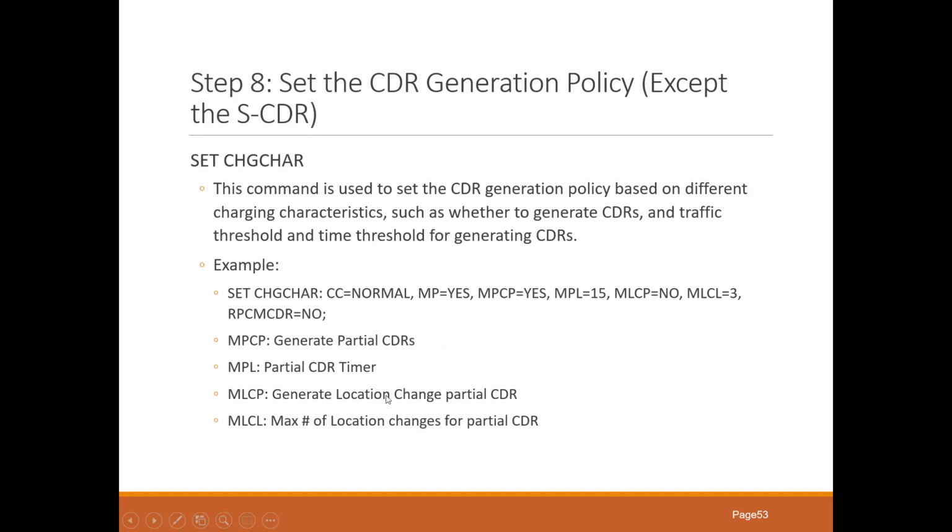Then MLCP is generate location change partial CDR. This specifies whether, if the location of a user changes, for example a routing area update, it will trigger generation of a partial CDR or not. In this case, it is specified as no. If it is specified as yes, then you can specify after how many location changes a partial CDR should be generated. The maximum number of location changes for a partial CDR is specified as 3. So if this is set to yes and this is set to 3, then after 3 location changes, your partial CDR is closed and a new partial CDR is going to be generated.